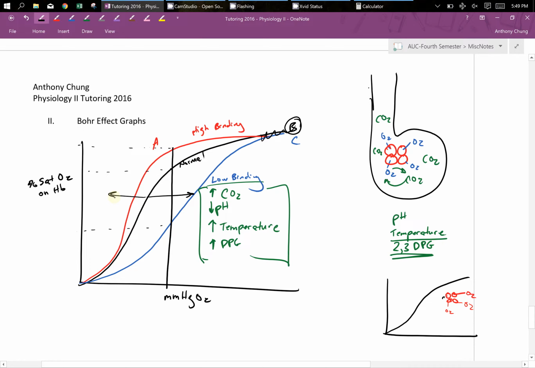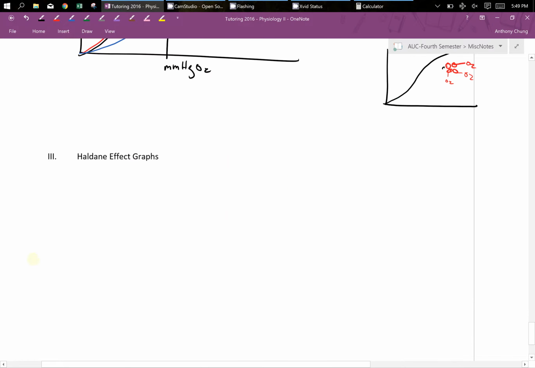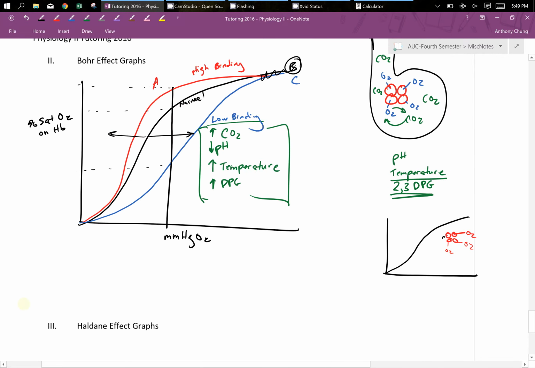Let's say you have the same exact person, and this person had lactic acidosis or diabetic ketoacidosis. pH goes down. Which way is the curve going to go? To the right. That is the Bohr effect. Do you have any questions on the Bohr effect?